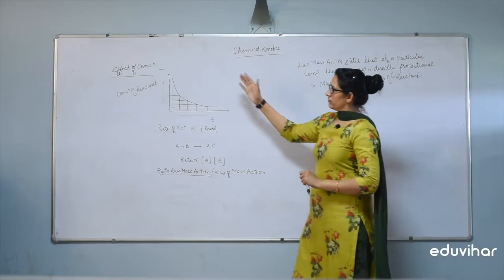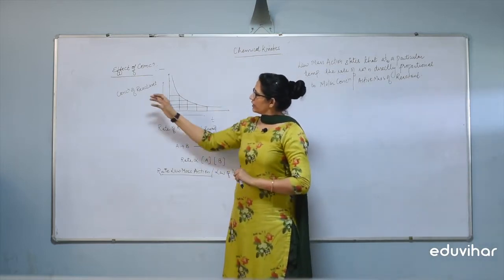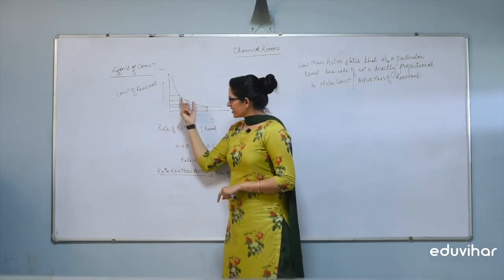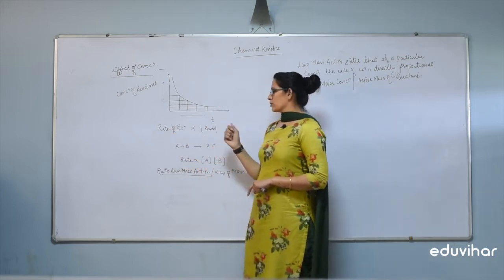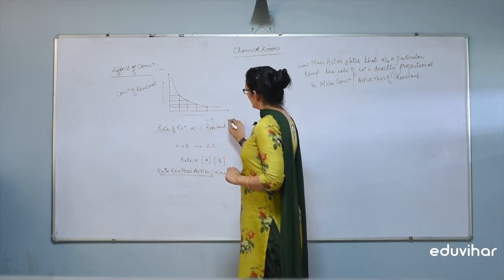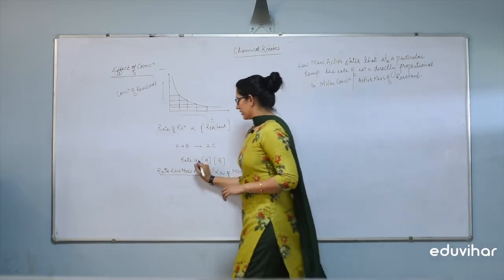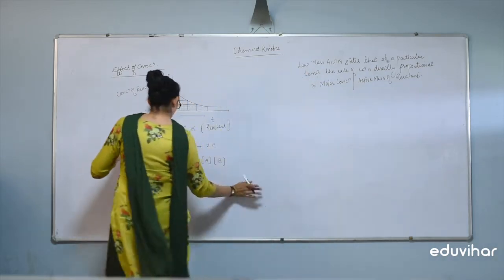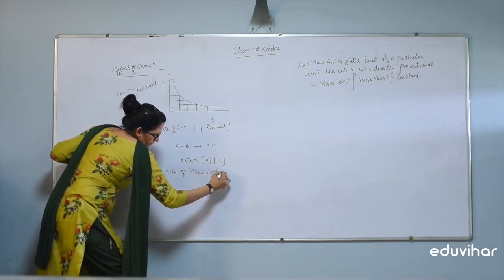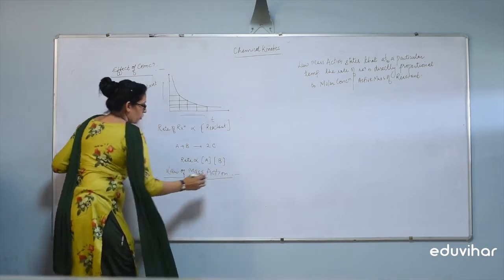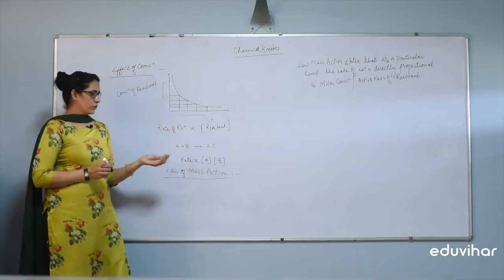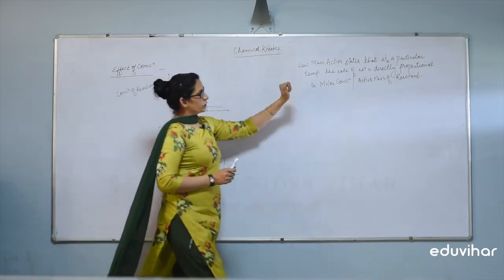Okay. We started with a graph. That graph shows us that concentration of reactant decreases as the time period increases. It means this graph tells us that the rate of reaction is directly proportional to concentration of reactant. And this graph is explained by the law of mass action. I think this is visible for you. This states that rate is directly proportional to the concentration of reactant at a particular temperature.